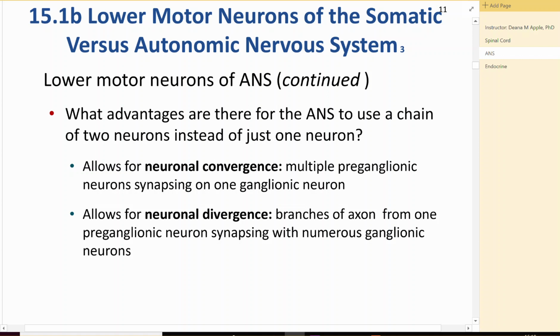This also allows for neuronal divergence. This allows branches from one of those preganglionic neurons to synapse with numerous ganglionic neurons. So we can have one of those primary cells coming out of the spinal cord or the brainstem going to multiple ganglia. What does that allow us to do?